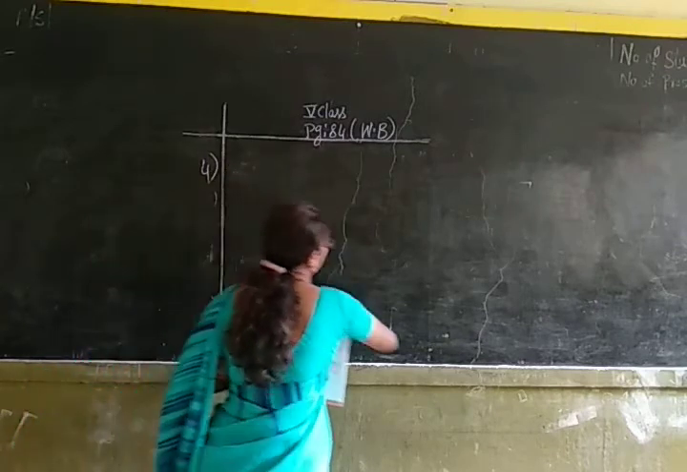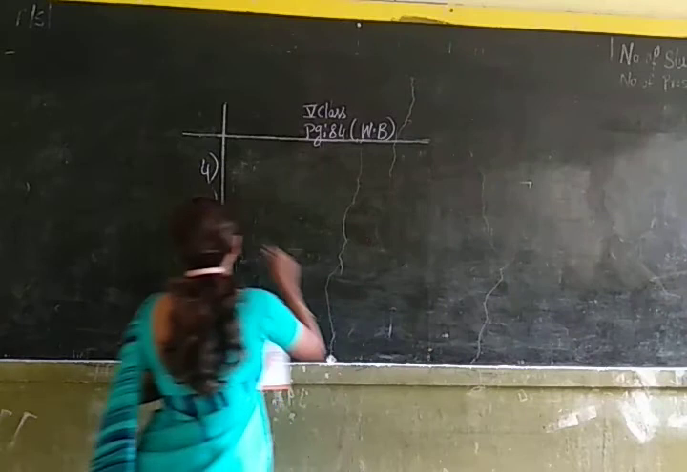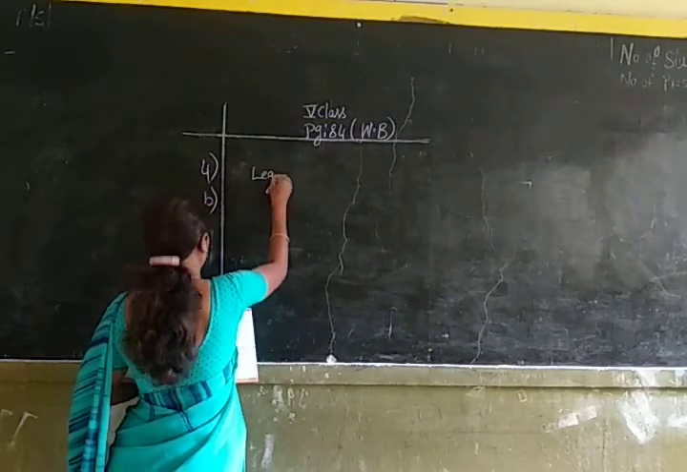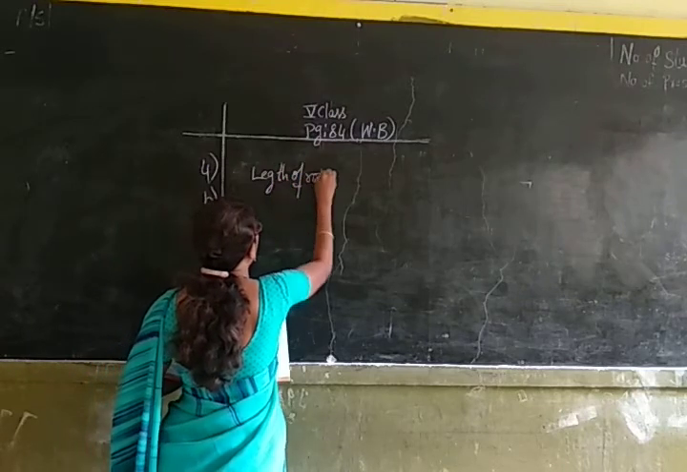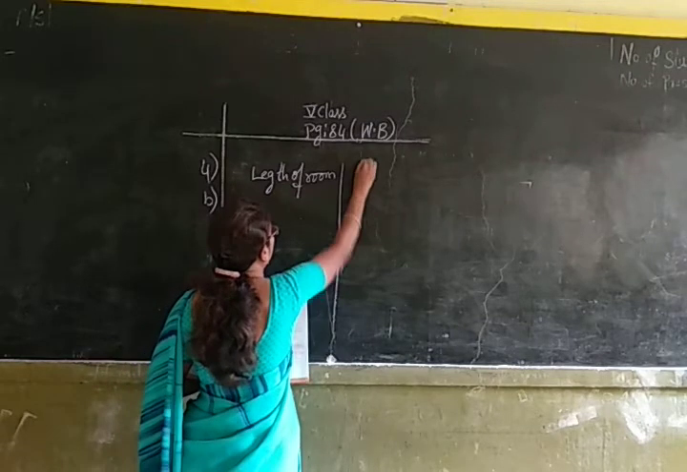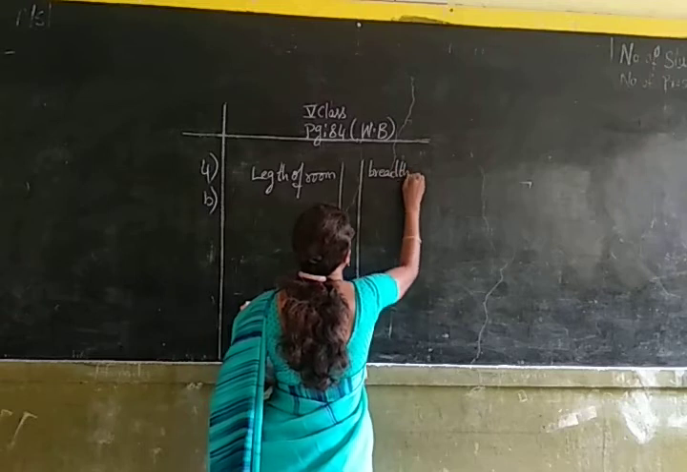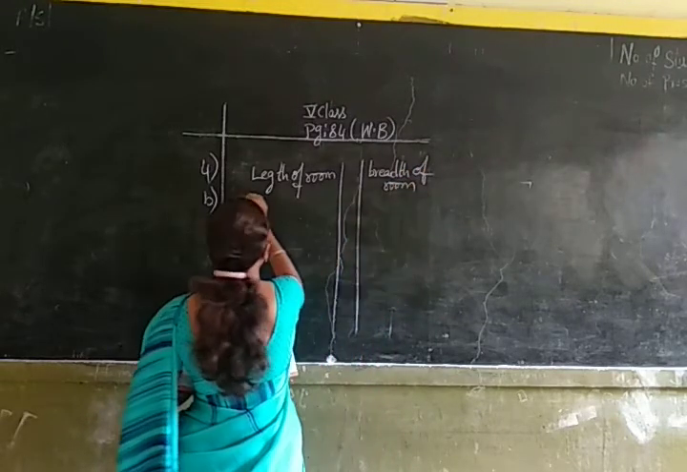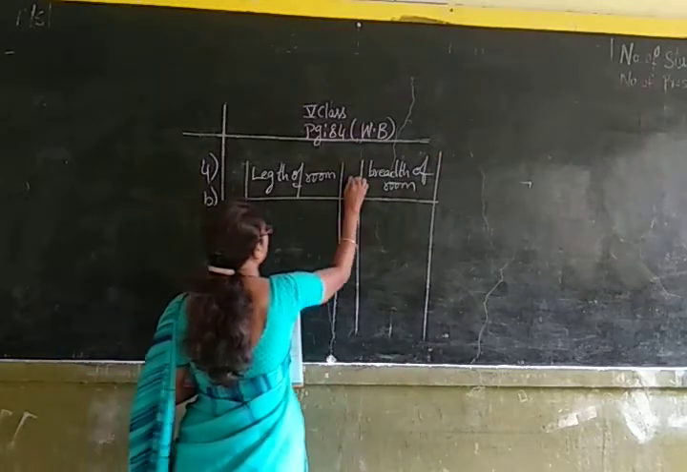Now let us do the second grid. Length of room, breadth of room. Length of room and breadth of room are given. So we have to find out the equivalent ratios.